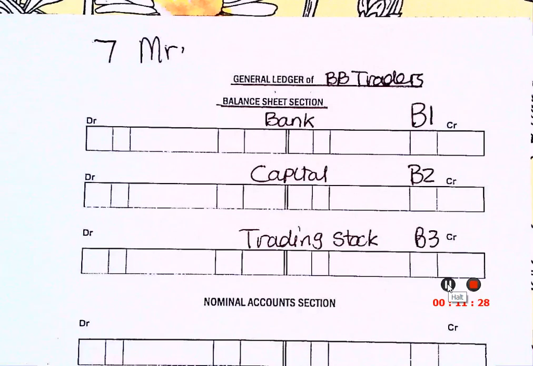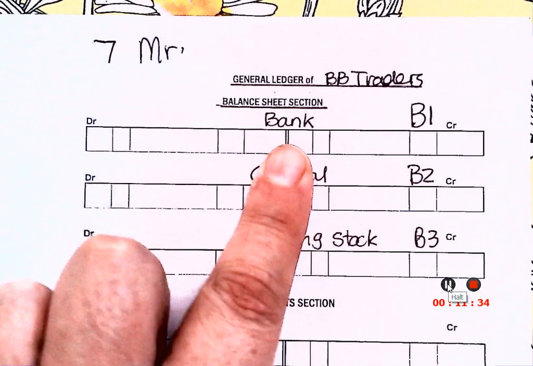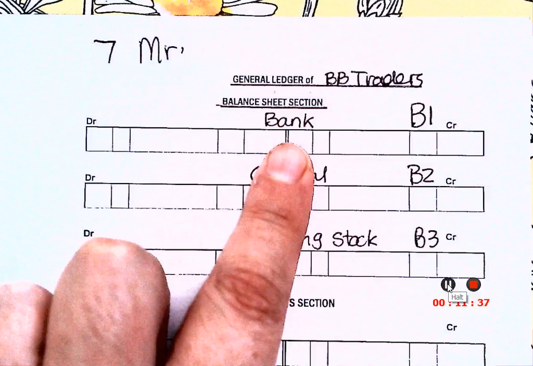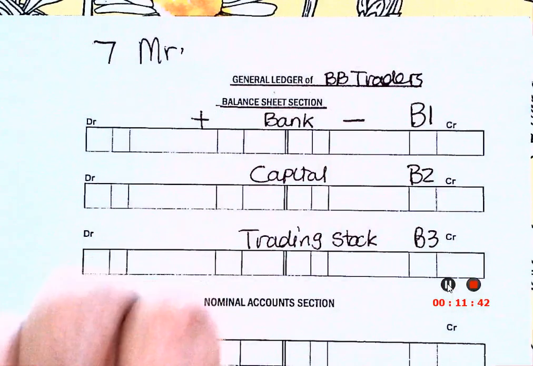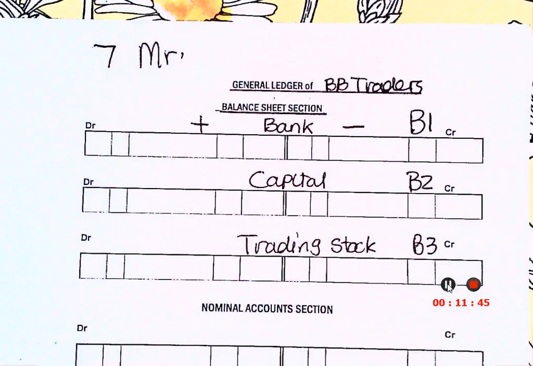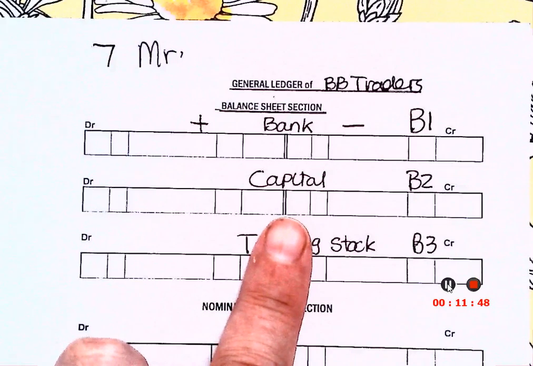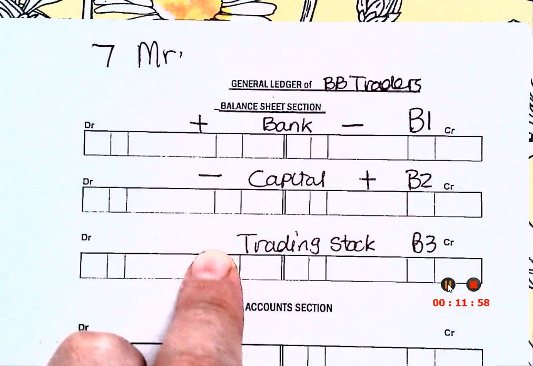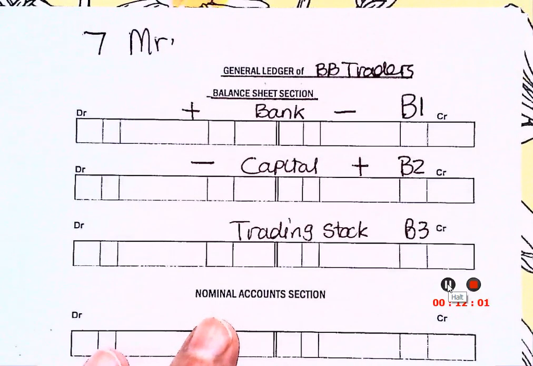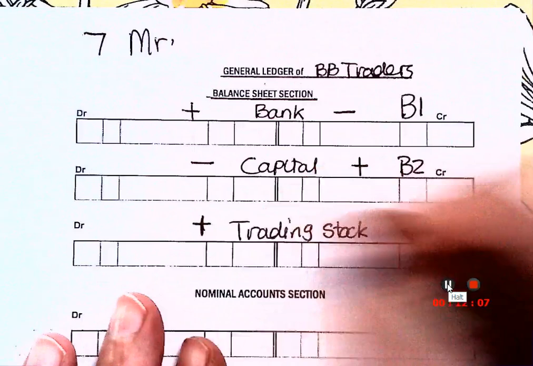Now my debit and credit comes into play, right? Because I say to you, what is bank, debit or credit? Debit, because it's an asset, so it's a plus on the debit side and a minus on the credit side. Okay, what is capital? A debit or a credit? Credit, so where does the plus go? Credit. What is trading stock? A debit or a credit? It's a debit. So it's plus on the debit side.